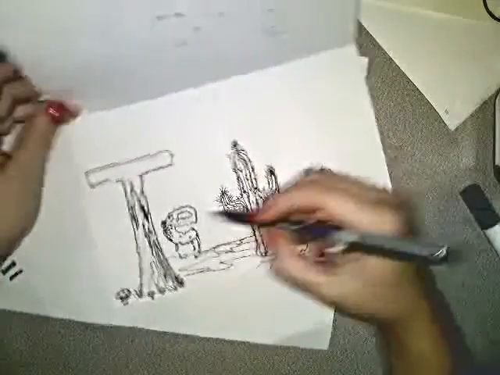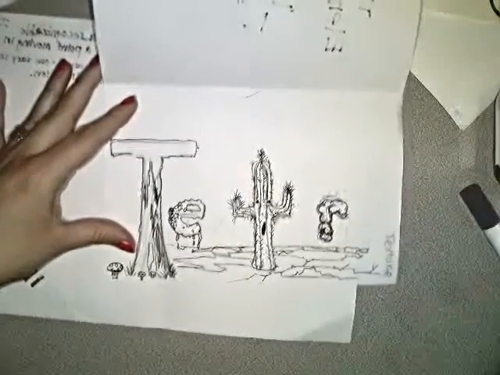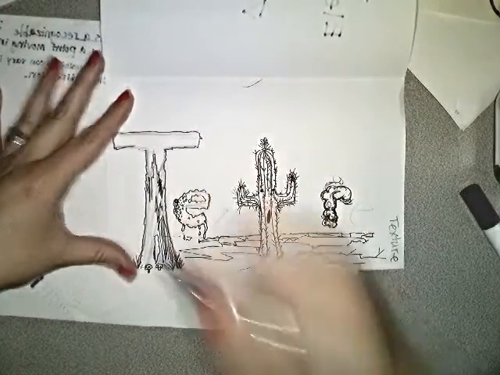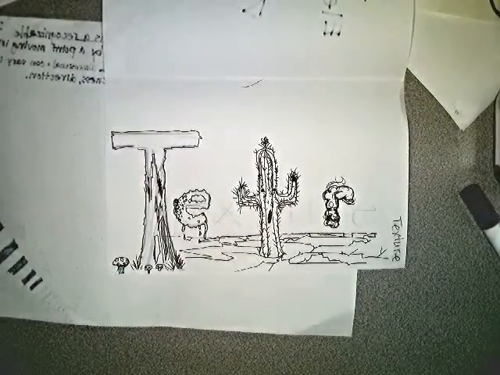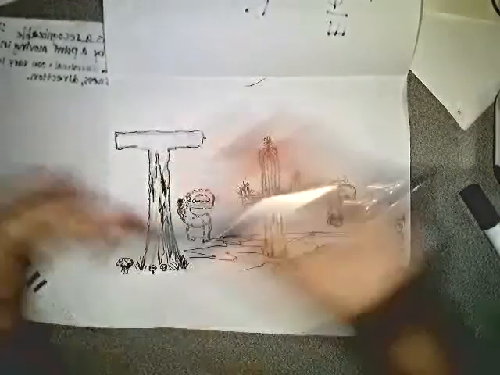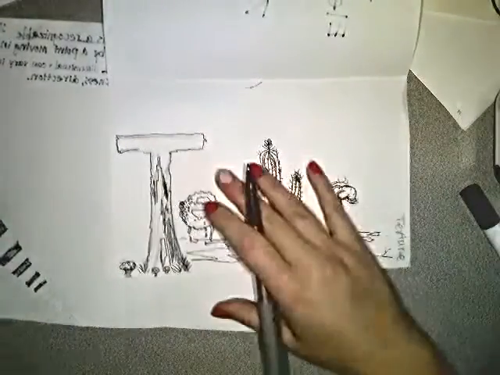I have my letter T. It looks like a tree. Oops, I need my black pen because that one's purple. I want to keep it unified. What I do is I alter the edges of it so it doesn't look like a smooth letter T anymore. I'll do it on here too.